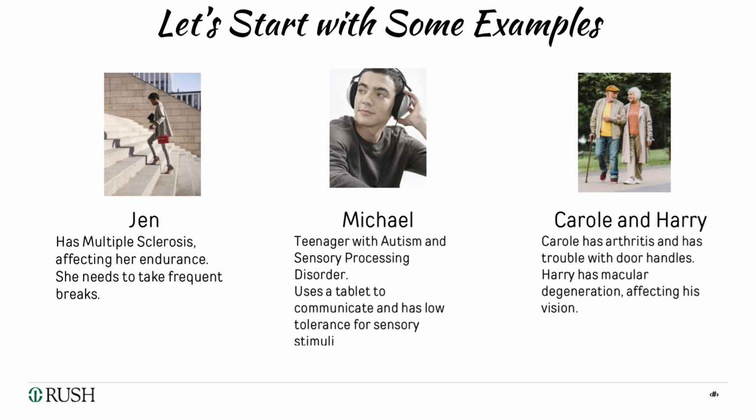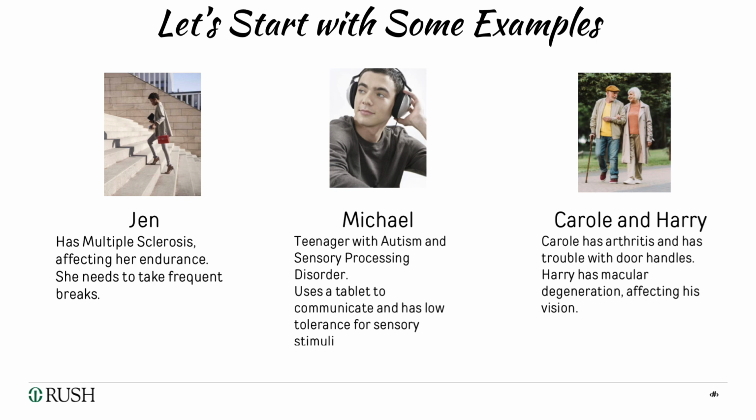Now, our next case is Michael. Michael is a teenager with autism and sensory processing disorder. Michael has a low tolerance for sensory stimuli, meaning that things like loud noises and bright, aggressive lighting can be extremely disruptive and stressful for him. Michael communicates using an iPad, which he can use to press buttons that align with his needs, and his iPad will communicate these needs for him because he does not verbally speak.